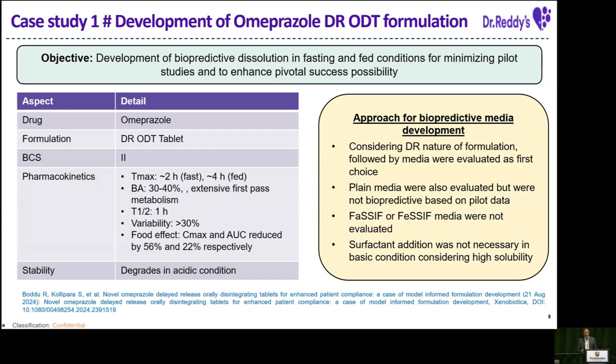It is a BCS class 2 molecule. Tmax is around 2 hours and 4 hours in fasting and fed conditions. The variability is more than 30%, and the Cmax and AUC get reduced in the presence of food, probably because of the degradation.